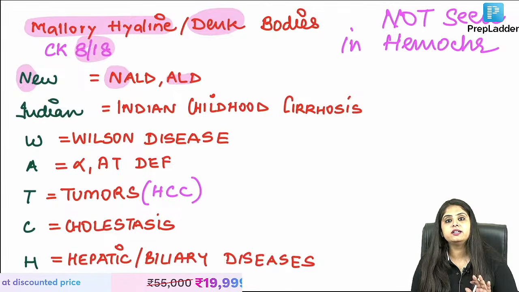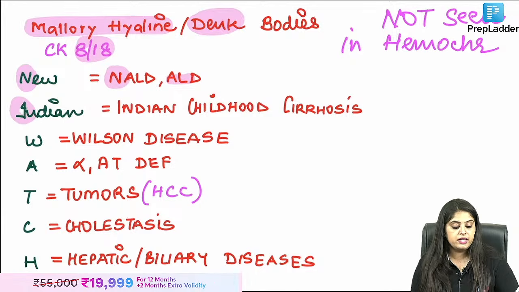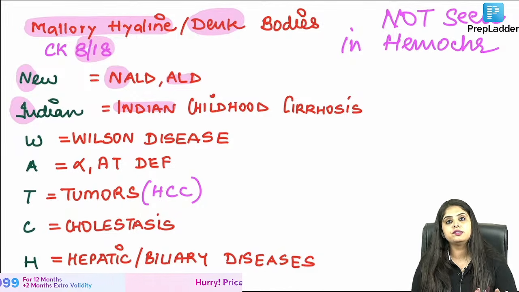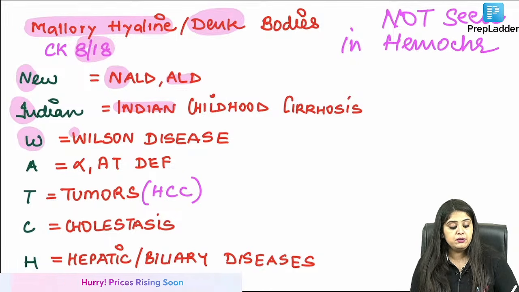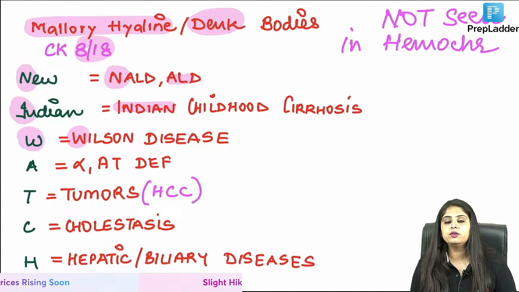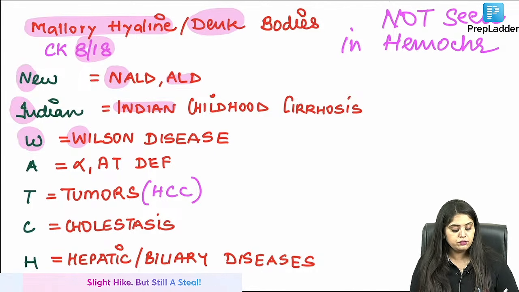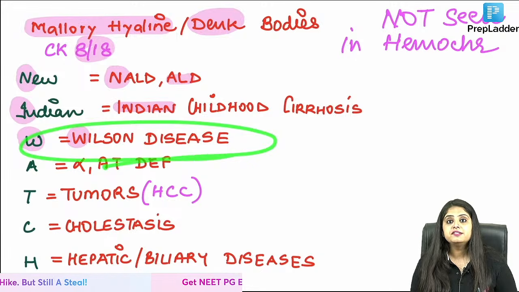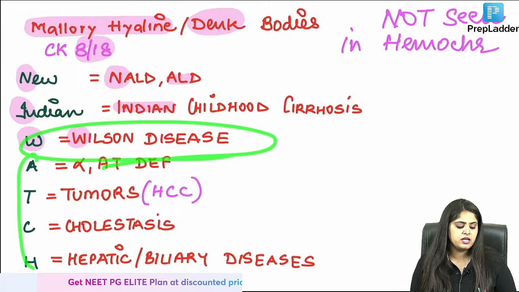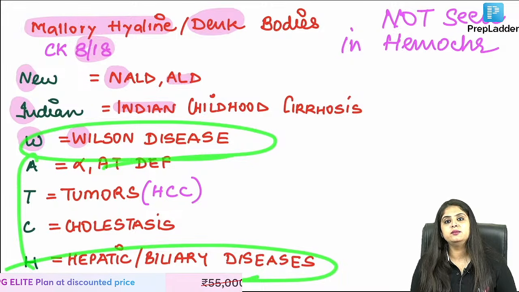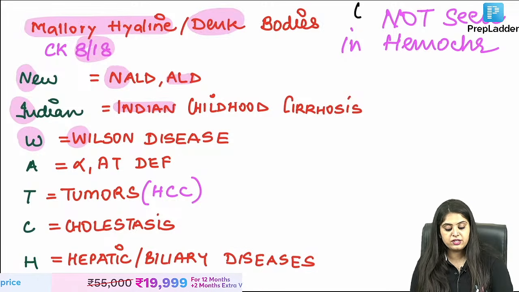Non-alcoholic and alcoholic liver disease, both will show it. Okay, I for Indian childhood cirrhosis, the name is telling me. W for Wilson disease, which is copper overload. Now the problem is, as soon as you write Wilson disease and copper overload, you think H must be iron overload and hemochromatosis, and that's where I want to catch you.